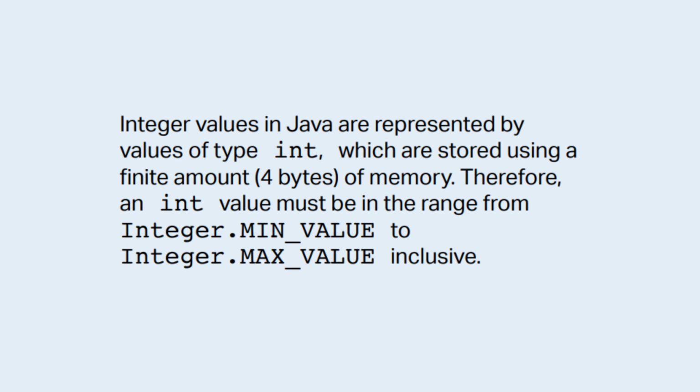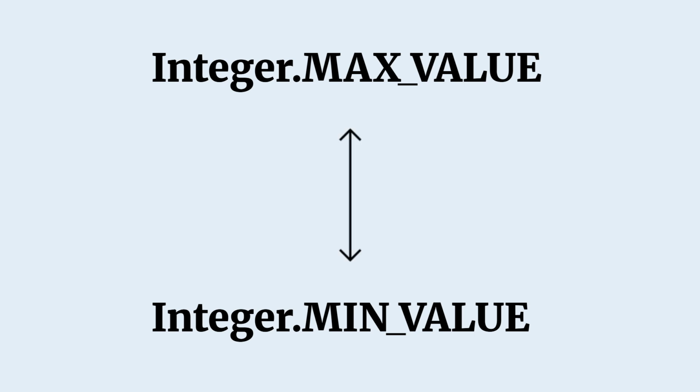Integer values in Java are represented by values of type int, which are stored using a finite amount of memory. Therefore, an int value must be in the range from Integer.MIN_VALUE to Integer.MAX_VALUE inclusive. Pretty self-explanatory. Because of the way integers are stored, any integer value you want to use has to be either the max value, min value, or anything in between.